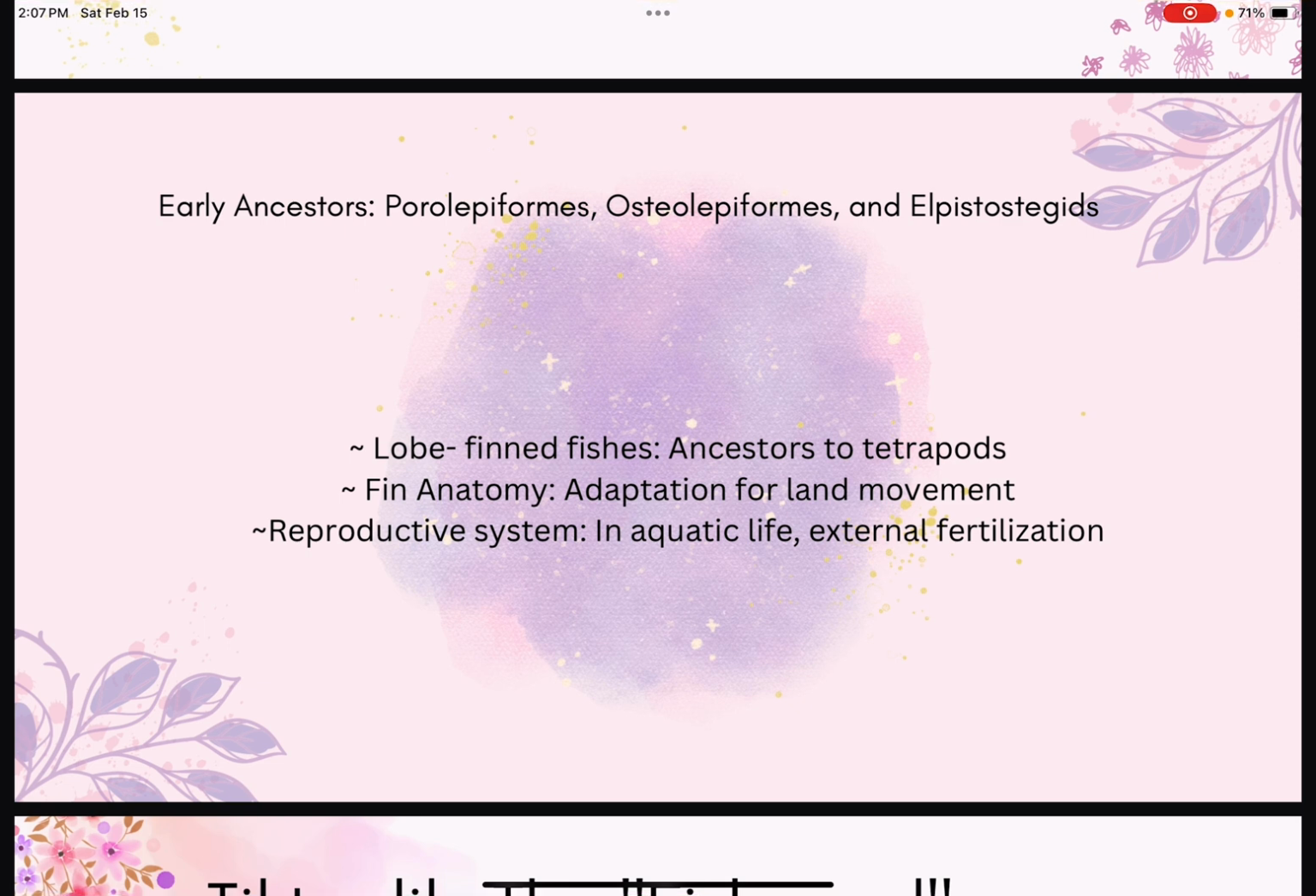So let's dive a little deeper and talk about the early fish reproductive system. The early fish reproductive system involved external fertilization, with eggs being released into the water and fertilized externally, out of the body. The transition to land adaptations prevented dessication of eggs, leading to the evolution of amniotic eggs in later tetrapods.